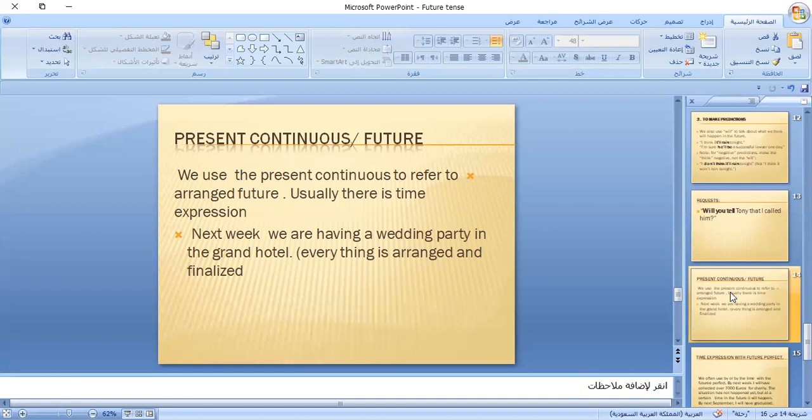It means we are traveling tomorrow morning. It means that our tickets are ready, the car is ready, our luggage is ready, everything is ready. So everything is arranged for traveling. Okay, so present continuous is used with a future time expression to tell that something will happen in the future and everything is arranged for that event. Okay?